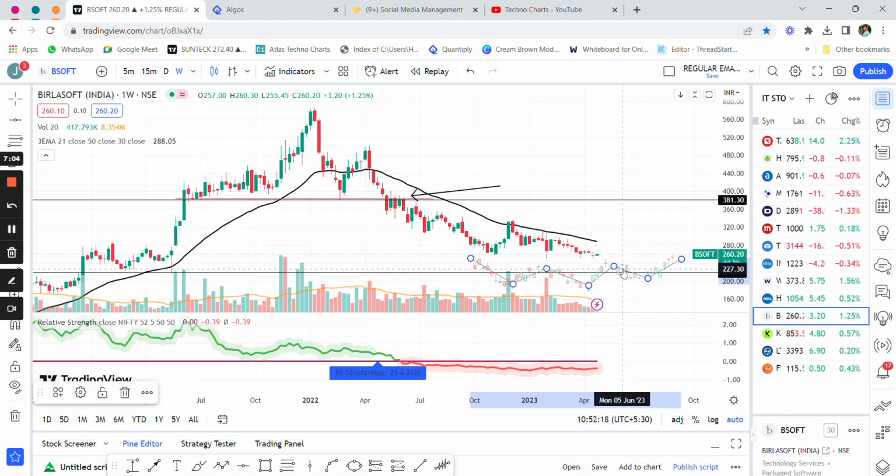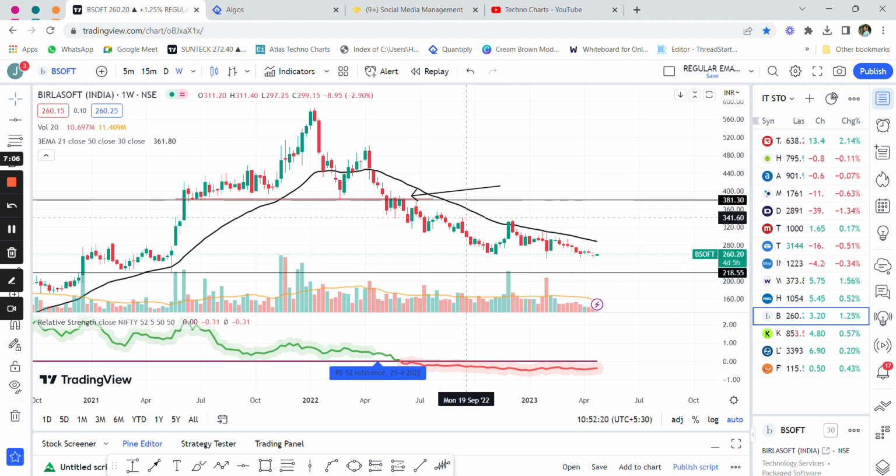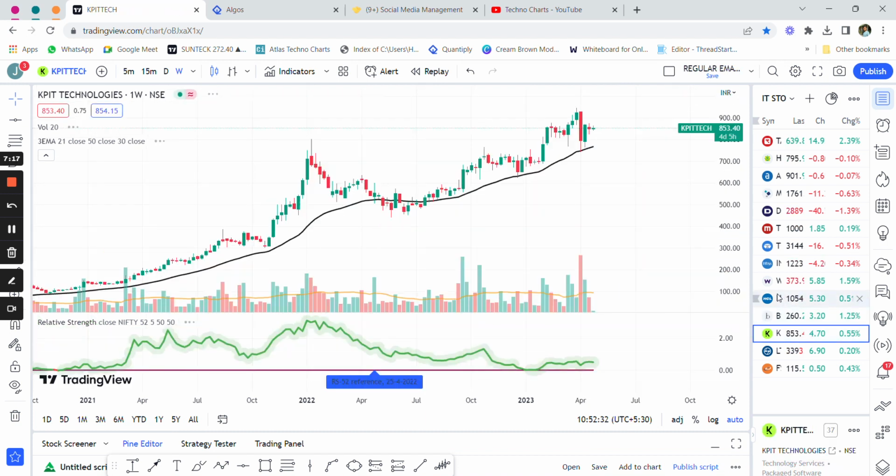Birlasoft, definitely avoid this stock. The stock is continuously heading into a lower high, lower low trend here, also breaking the supports continuously. The stock can head to 215 or 200 rupees or so. Any bounce in price should be used as a selling opportunity.